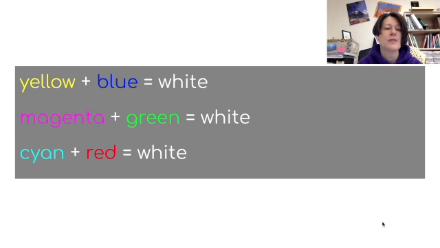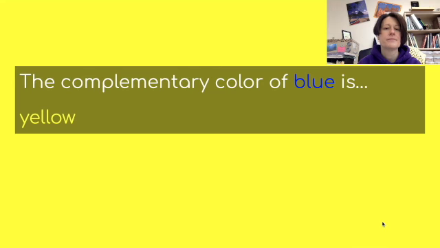green and red. So if you have red, green, and blue together, you have white. Magenta is a combination of blue and red. So if you have all three of those together, you have white. And cyan is a combination of blue and green, so you have blue, green, red together, you get white. So that's why those are the complementary colors. So the complementary color of blue is yellow, because yellow is a combination of red and green light.